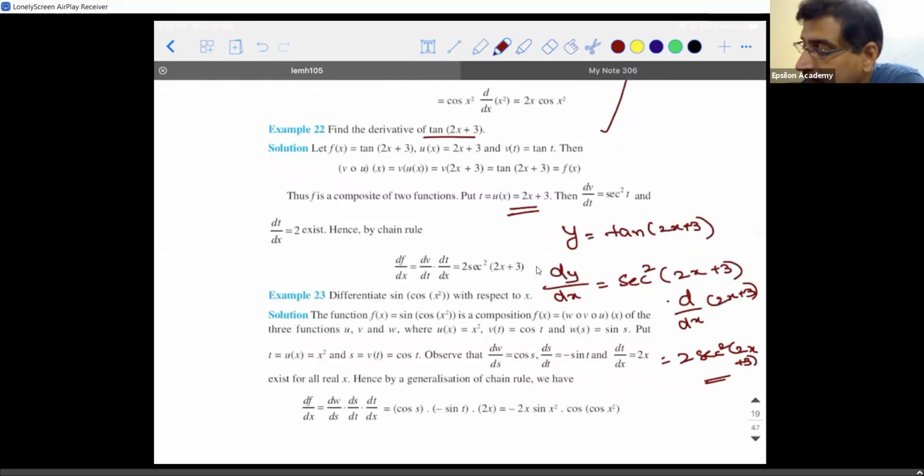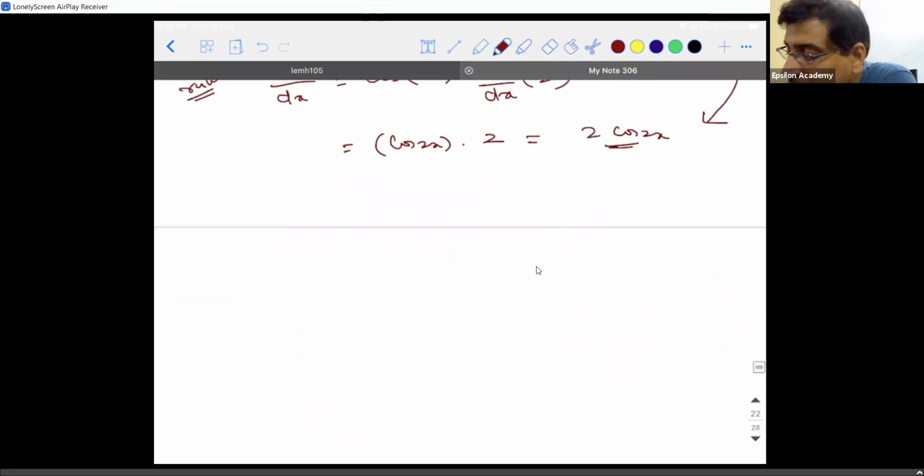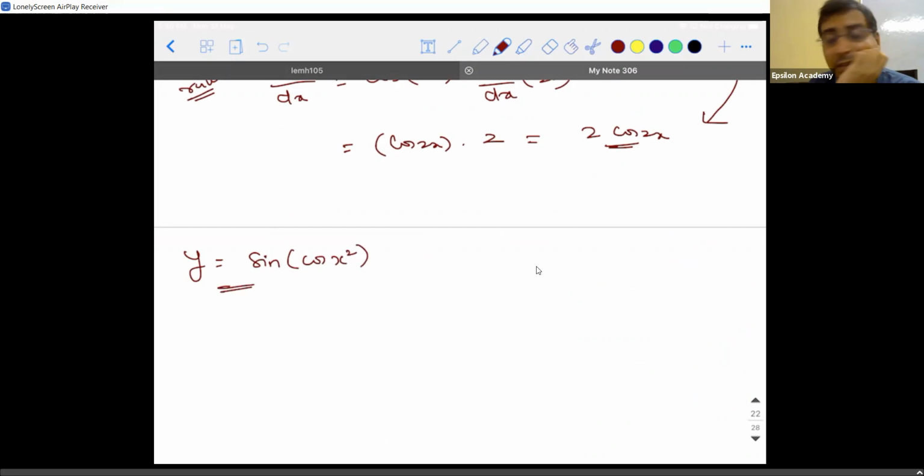So till now, we had two functions. Can someone read what is the next question? y is equal to sine of cos of x square. Correct? It's sine of cos of x square. Yes. So what is dy by dx?